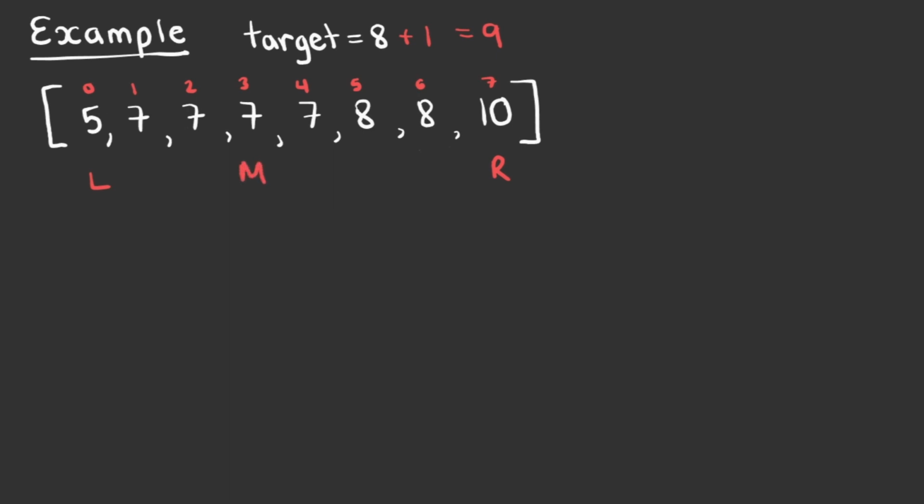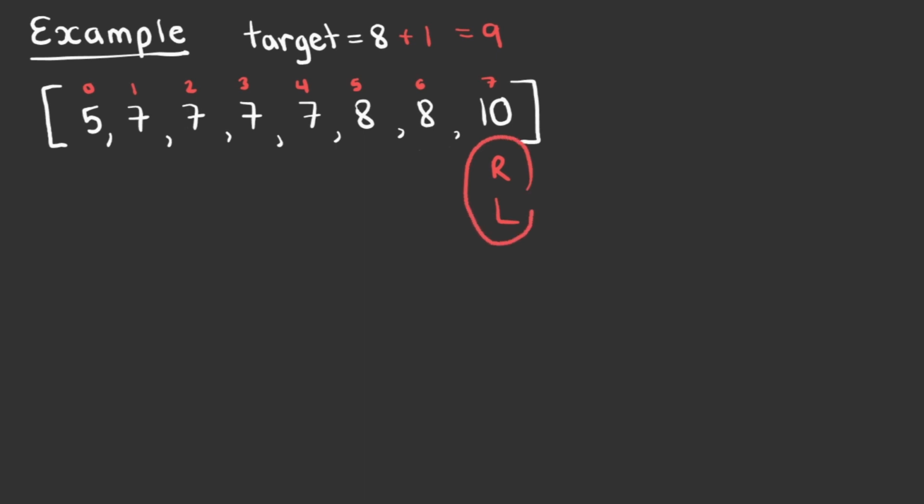We find the midpoint, and the midpoint is 7. So 7 is less than 9. So we shift the left pointer to be mid plus 1. Then again, we find the mid, 8. 8 is less than 9. So we shift the left pointer again. Then we find the midpoint again. It's 8 again, so it's less than 9, and then we shift the left pointer.